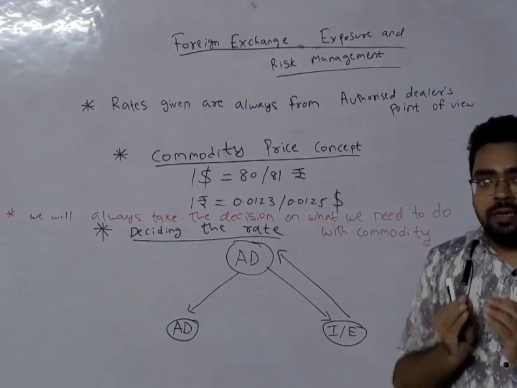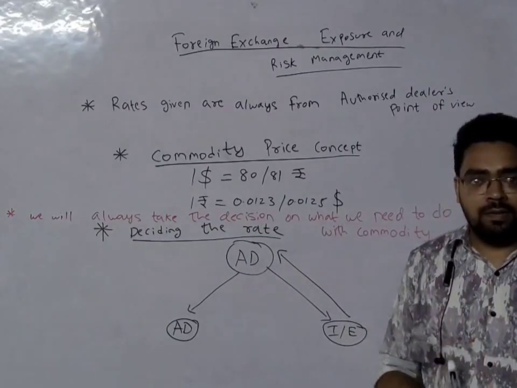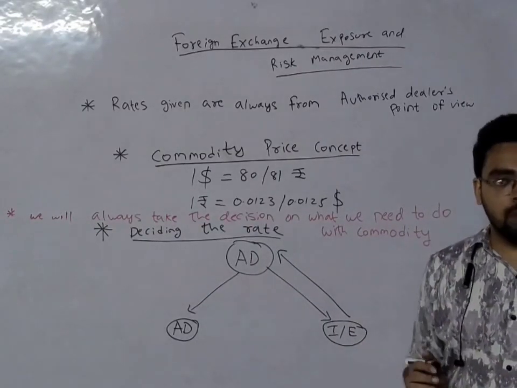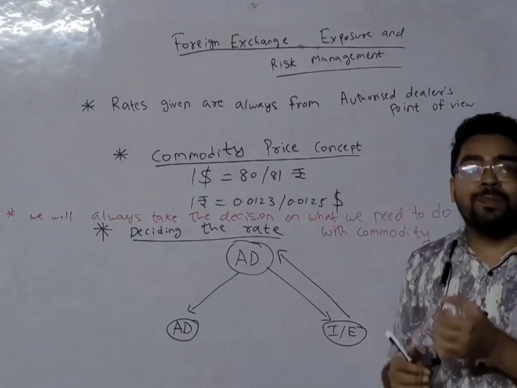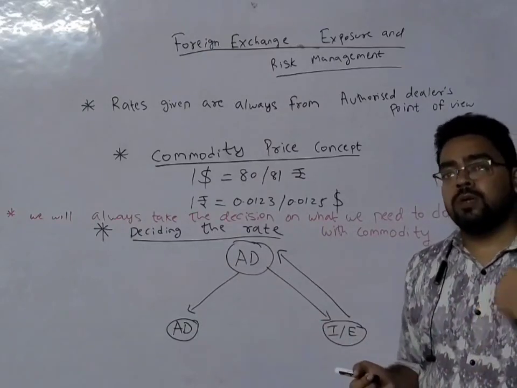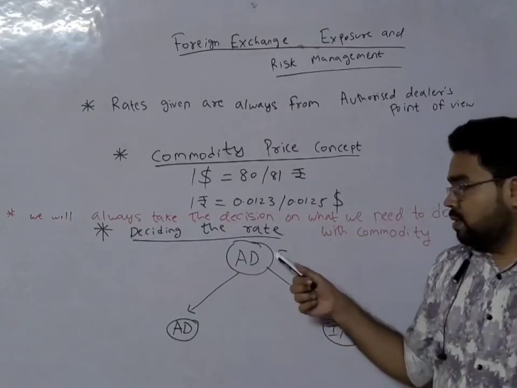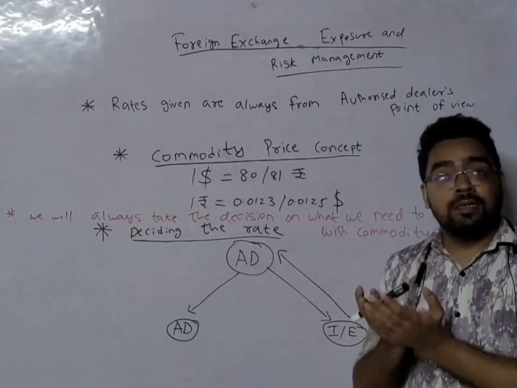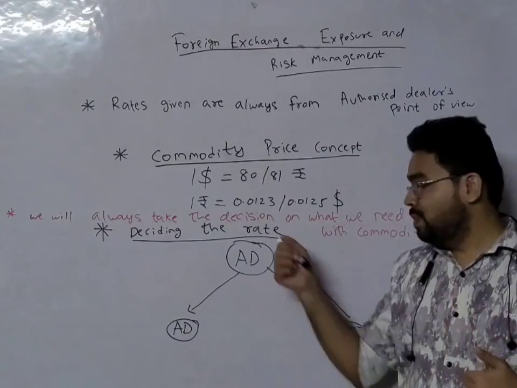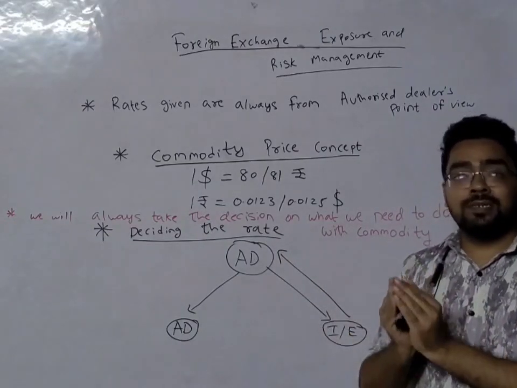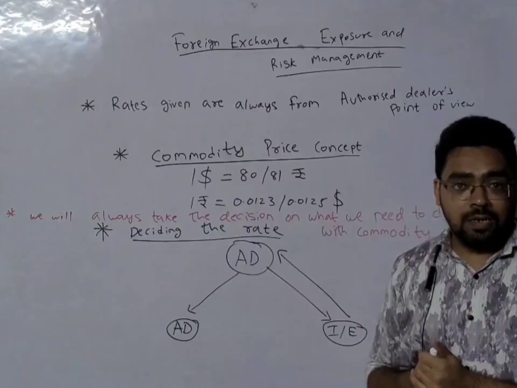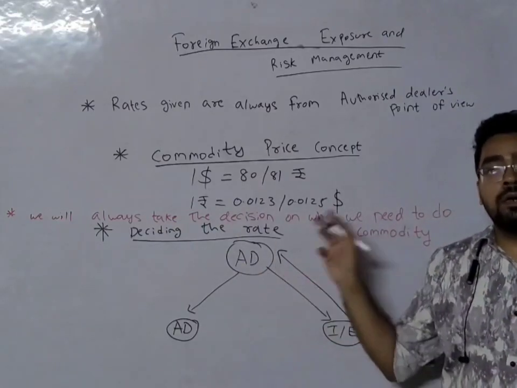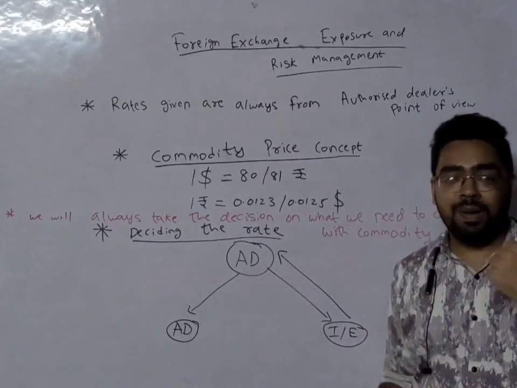This you need to understand. The questions will be very easy then. Three scenarios we discussed. If we have questions from the point of view of an importer or exporter, then it's very easy. The importer or exporter will buy at the authorized dealer's selling rate and will sell at the authorized dealer's buying rate. If the authorized dealer is transacting with an importer or exporter, the authorized dealer will sell at his selling rate and buy at his buying rate. But if the authorized dealer is transacting with another authorized dealer, he will buy at the other authorized dealer's selling rate, and will sell at the other authorized dealer's buying rate.